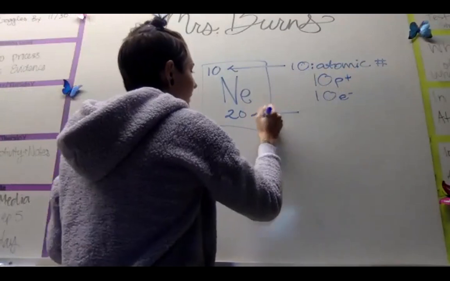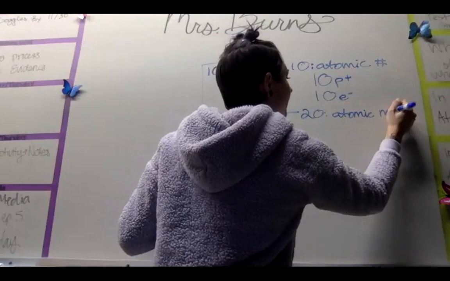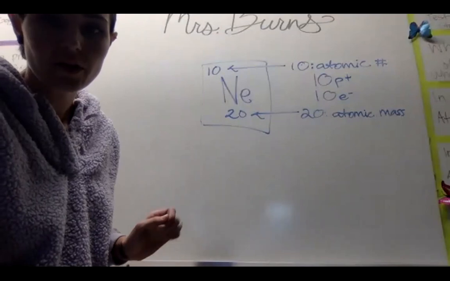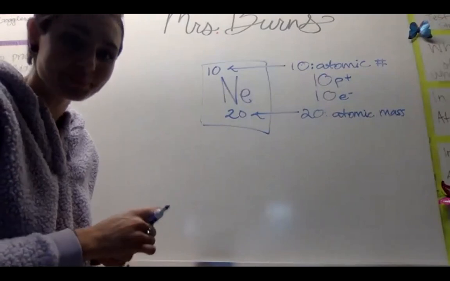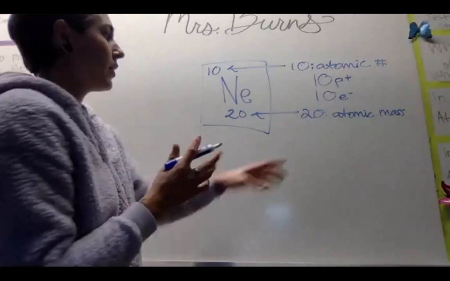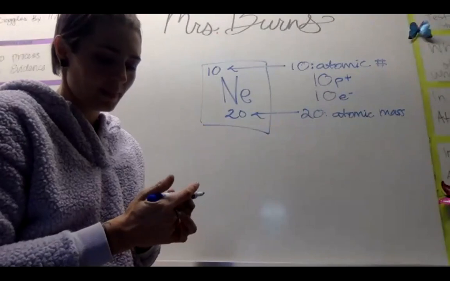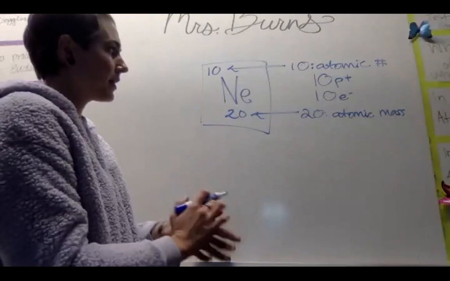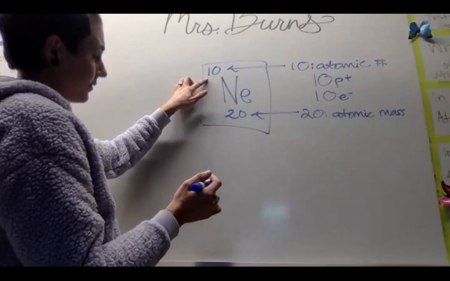And then this is my atomic mass. Wait, which question are we on? We are on the question that asks what can we learn about an element when looking it up on a periodic table. Oh, okay, I'm still on that. Yeah, so this is our atomic mass. What does my atomic mass tell me? You can find out how many neutrons there are. Okay, and how do I do that? Subtract the atomic number from the atomic mass.